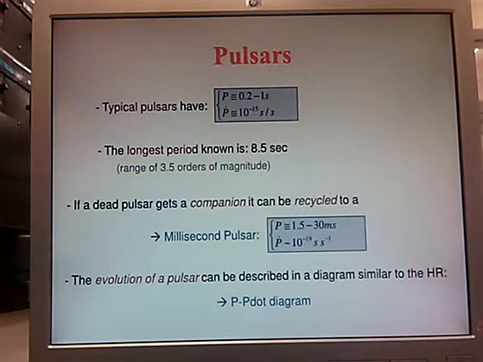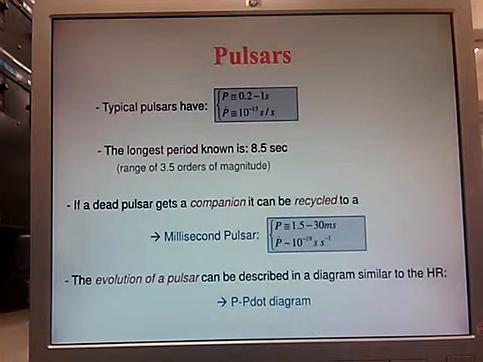Alright, so let's return to pulsars. Remember, they have typical periods of, say, 0.2 to 1 seconds. And then they have a very slow time rate of change of that period. They have very slow P dot, 10 to the minus 15 seconds per second. And so that is very stable rotators.